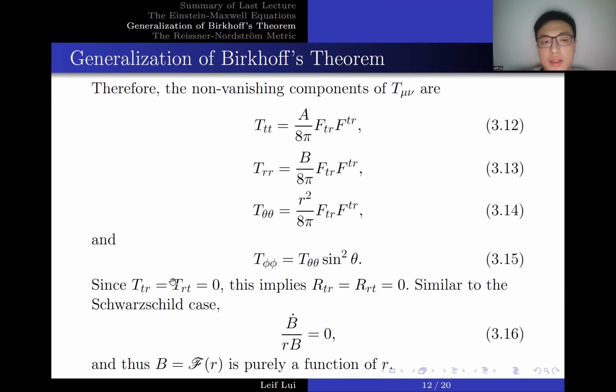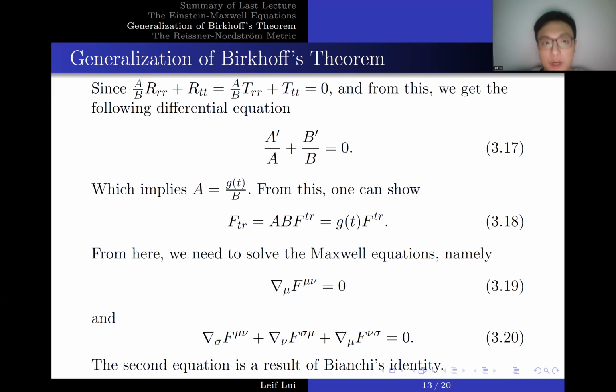Now, notice that the TR component of the energy momentum tensor is 0. And since the energy momentum tensor must be symmetric, then the TRT component is also 0. This implies that the RTR component is 0. And since the Ricci tensor is also symmetric, we can just swap these two and this will also be 0. Similar to the Schwarzschild case, we get this equation. Since we get this, this implies that B dot is 0, and thus B is purely a function of R.